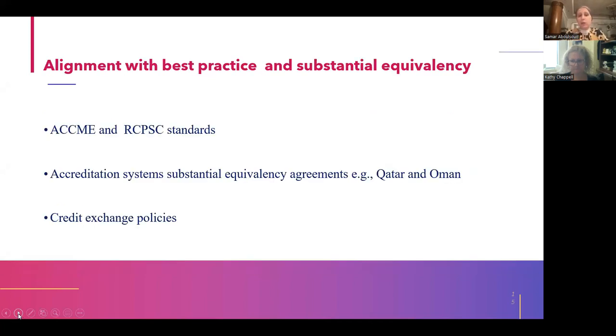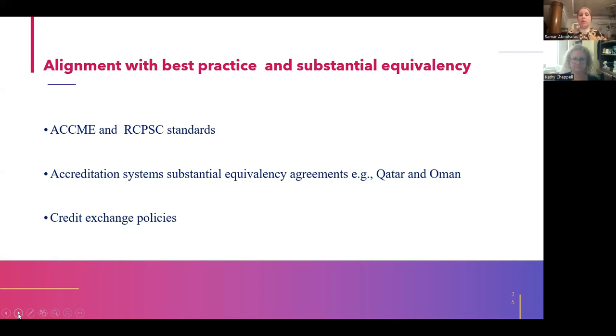Systems are very keen to align with best practices. So mostly the well-established systems and the evolving ones are adopting the standards from the best practice, mostly the ACCME and the Royal College of Physicians and Surgeons of Canada standards. They are also moving to the concept of substantial equivalency, which was introduced by the International Academy of CPD Accreditation and is based on recognizing accreditation systems across the globe based on common principles. Not details, but core principles.